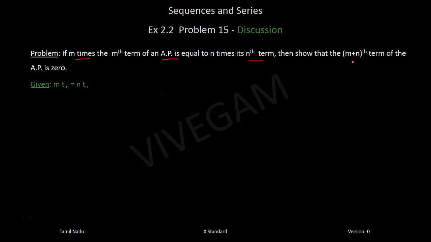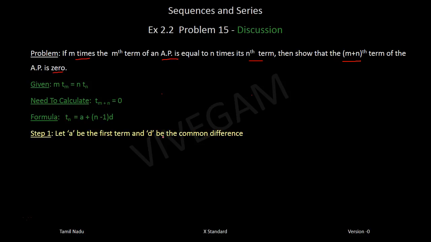Next, we are asked to calculate the (m plus n)th term and show it is 0. That is, we need to show T of m plus n equals 0. You got it? So the formula to be used is Tn equals a plus (n minus 1) times d. Let's assume a is the first term and d is the common difference, and find Tm and Tn using this formula.